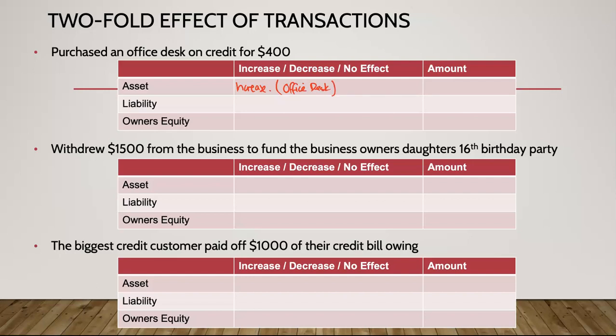That would be what I would call my asset, and this has gone up by $400. How did I pay for this? I paid for this on credit, so I haven't paid the cash yet. This means I have a liability. My liability is going to be accounts payable, which also goes up by $400. Now, if we think this through, has this transaction made my business worth more? No. So there is no effect. And you won't put the dash, you'll write no effect.